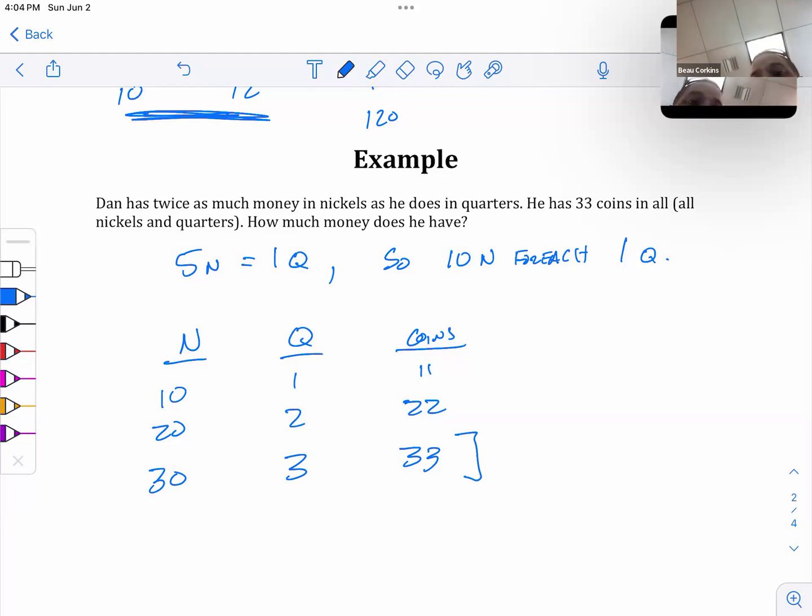And how much money does he have? So that's basically 3 times 0.25 plus 30 times 0.05. And we already knew he had twice as much money, so that's 75 cents. And that one would be $1.50, so that should be $2.25.